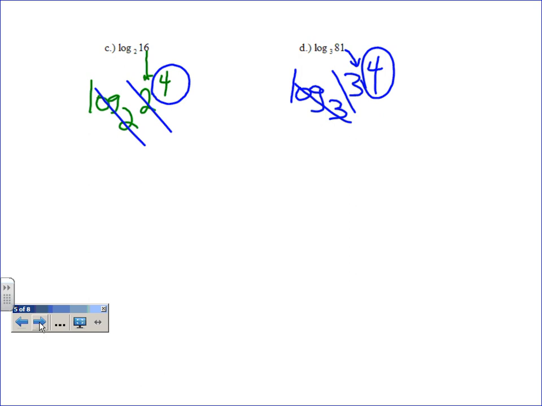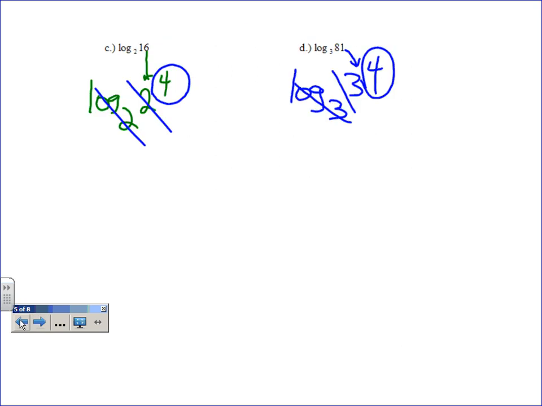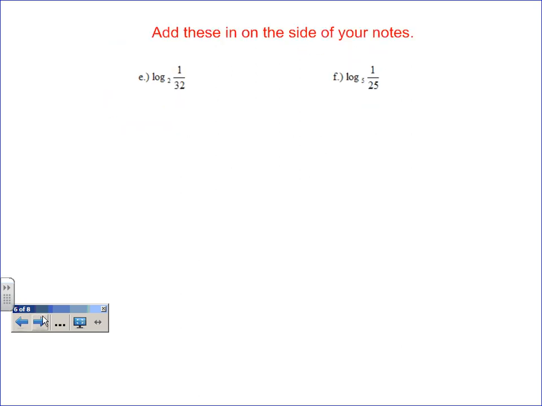Okay. Now, on the side of your notes somewhere, apparently you're supposed to add on letters E and F. This is example 3, E and F. Either below or off to the side, wherever you have room.